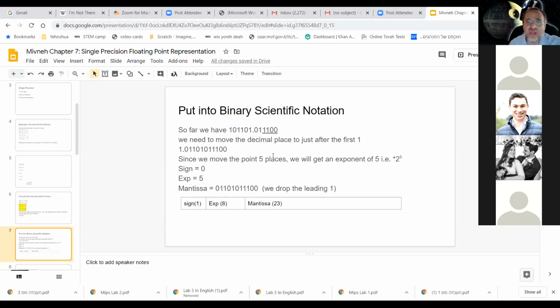And our mantissa is everything excluding the 1, because that's going to be implied. So the mantissa is going to be 0, 1, 1, 0, 1, 0, 1, 1. And we're going to write it here, but we drop off the leading 1. That's what I said. And we're going to write this here, but that's not going to take up all 23 bits. So how far should we go?